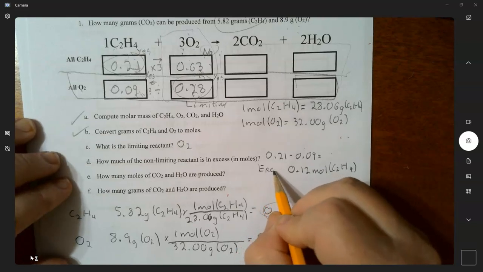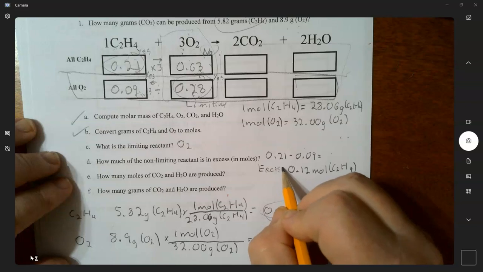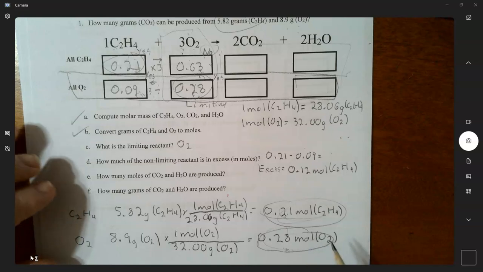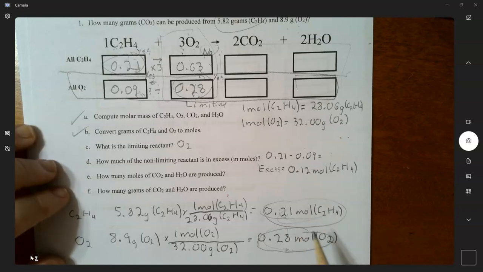Just write that right here. Don't forget to answer the question. Okay, it asks which is in excess and how much. All right, so now we've taken care of what's in excess, what's limiting, and which reaction is going to work.